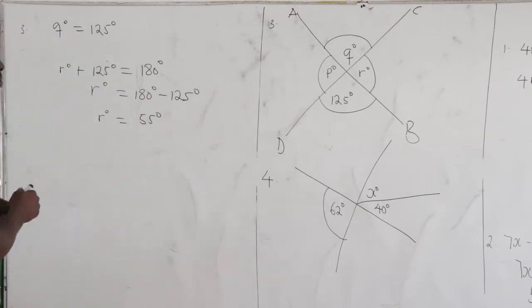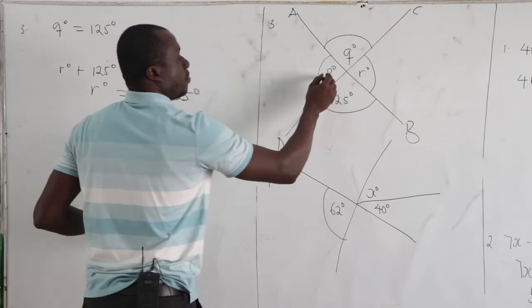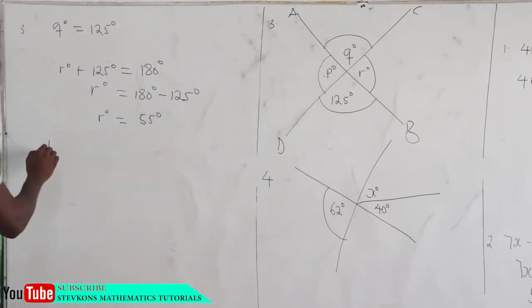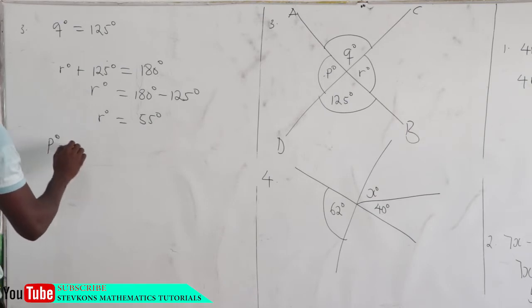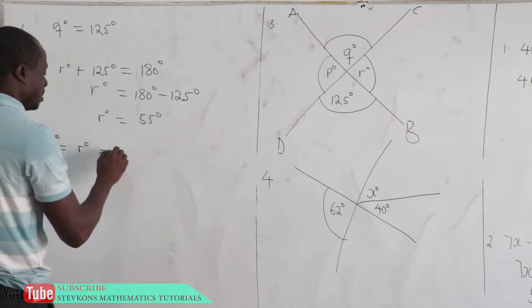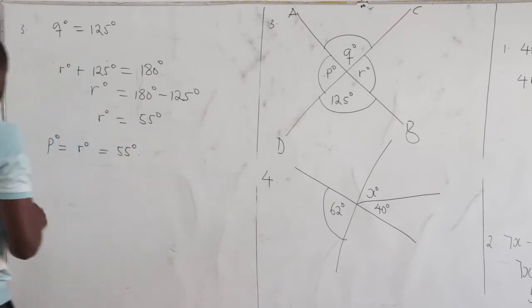Now P and R are also vertically opposite. So our P degrees is the same as R degrees. Why? Vertically opposite angles. And this is just 55 degrees.